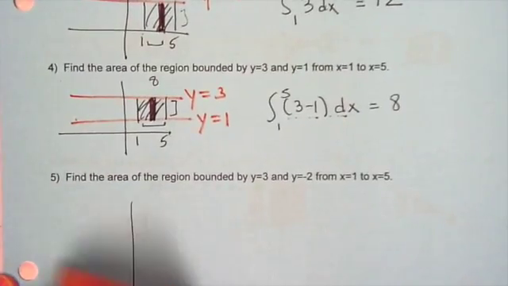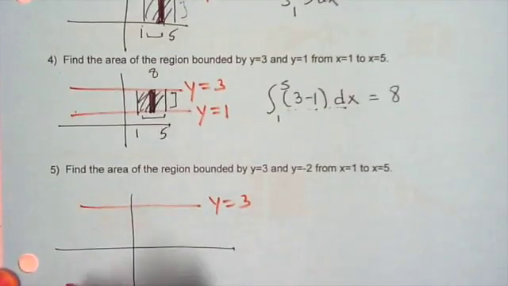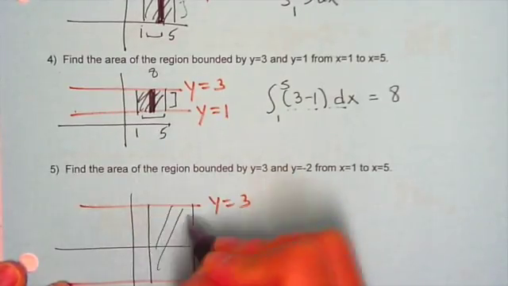Okay, let's get another one. This time the function is y equals 3, y equals negative 2. And again, my x bounds are going to be the same. I'm only looking at this graph from 1 to 5. Okay? So again, you've got another rectangle.